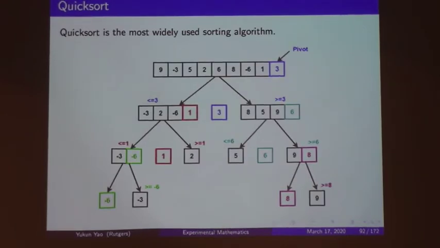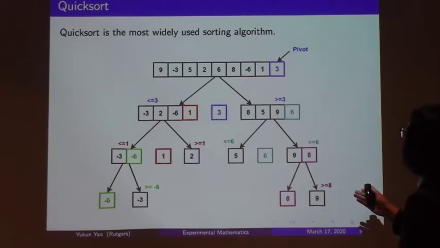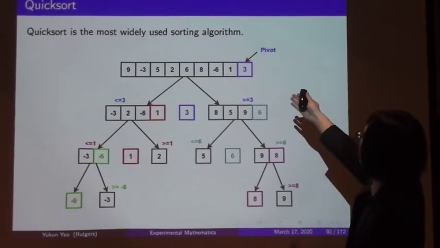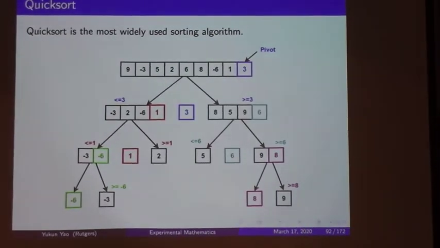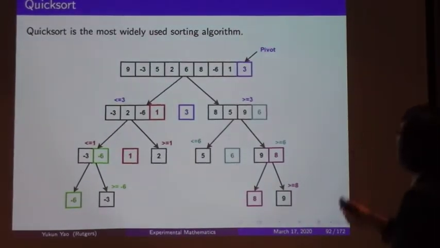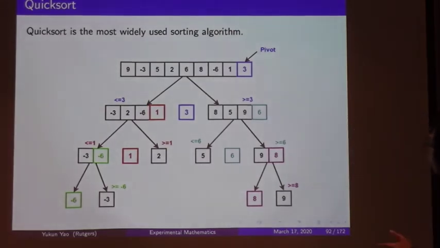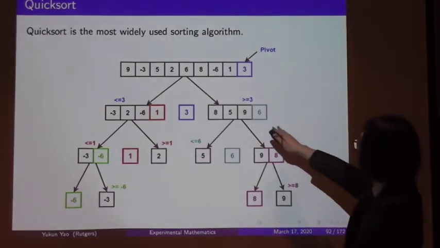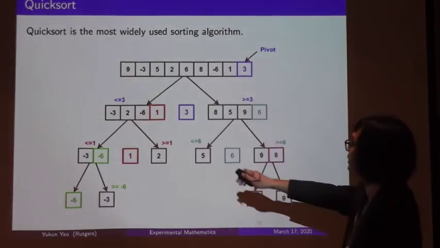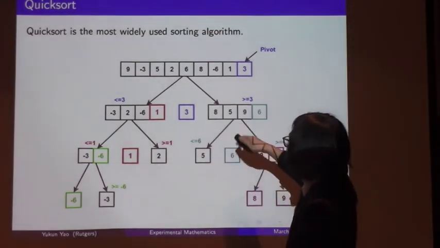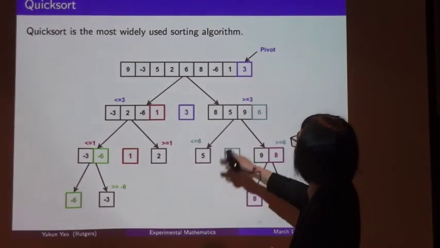And quicksort is the most widely used sorting algorithm. We need to randomly choose an element as a pivot. So in this picture, we choose 3 as a pivot. Then we compare each element with the pivot. If the element is smaller than the pivot, we put it on the left side of the pivot. If it is greater than the pivot, we put it on the right side. Then for the two sublists, we do this again, so recursively, we can do the sorting.